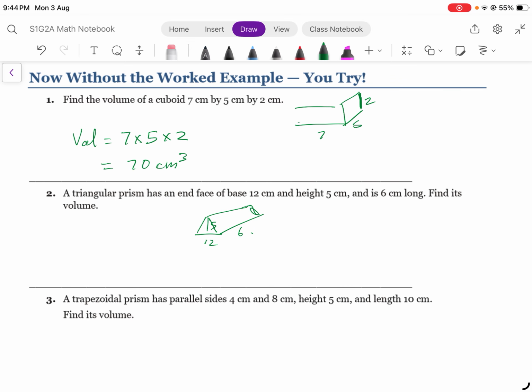Okay, so find its volume. So find the area of the triangle first. So volume will be half times 12 times 5, then we times the length 6. So this one will give me 6 times 5, 30 times 6, 180 cm cube.